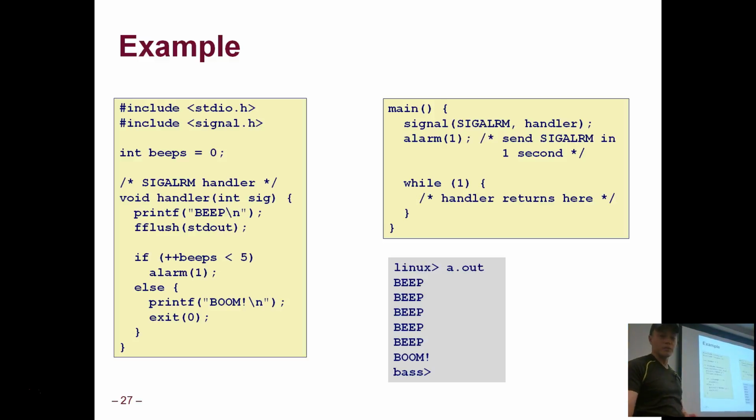Okay, so here's an example of using SIGALRM. In your main program, I'll establish the handler, and then I'll say, give me an alarm one second from now. And in the SIGALRM handler, I will print beep. And then if I haven't beeped more than 5 times, I'll set another alarm. And if it has beeped more than 5 times, I'll print boom and exit. So it's going to give you beep, wait a second, give you another beep, etc. And then finally, when it's 5, it hits boom.